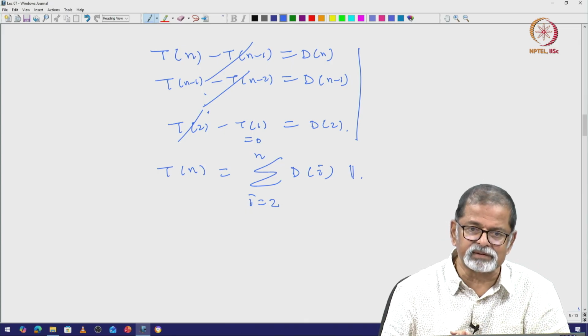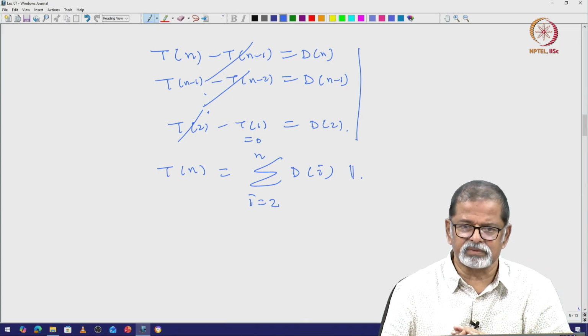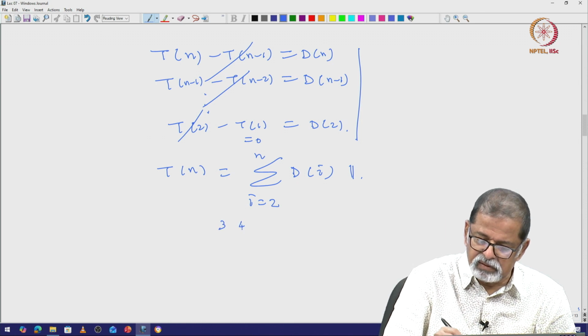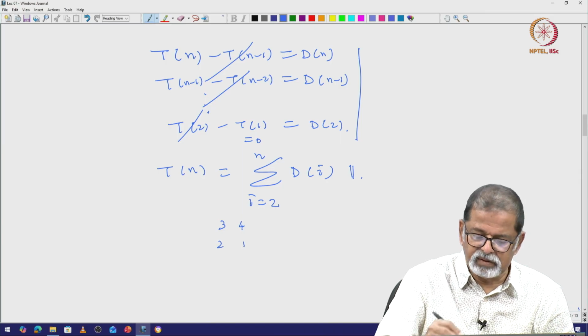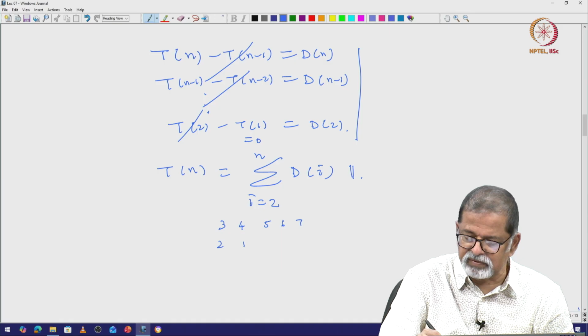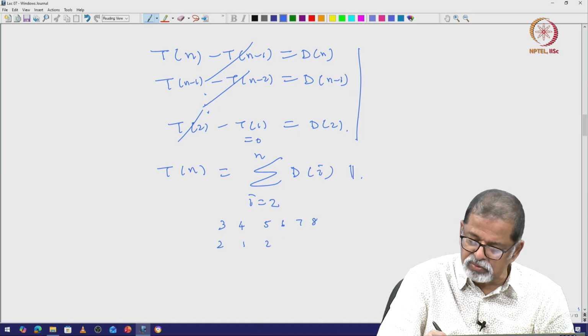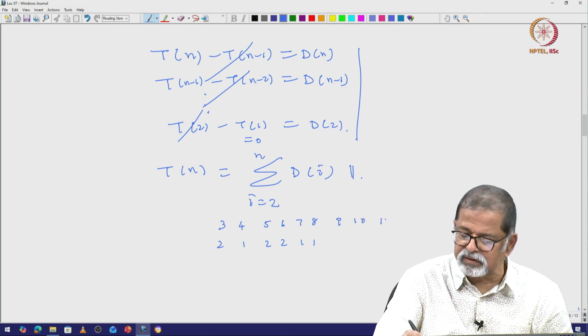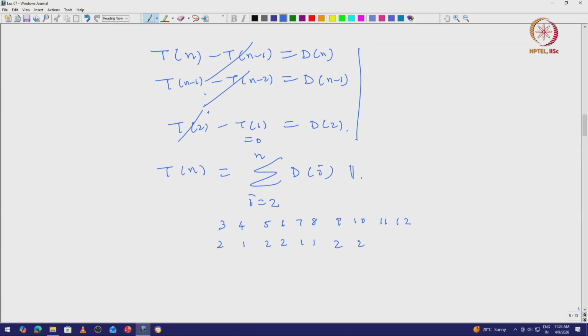So if you look into the pattern, d of 2, you forget it. For 3 and 4, it was 2 and 1. Then for 5, 6, 7, 8, it will be 2, 2, 1, 1. Then for 9, 10, 11, 12, it was 2, 2, 2, 2 each. And then 13 onward, 13, 14, 15, 16, this will be 1, 1, 1, 1. This is how it will be.